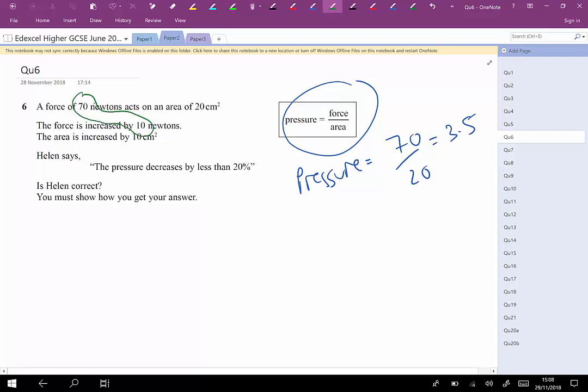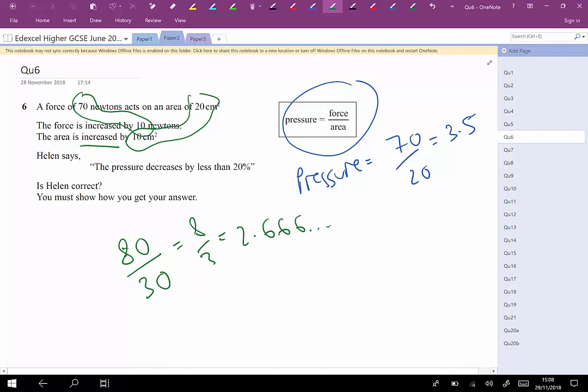The force is increased by 10. So what's the force going to go up to? 80. Okay. The force is 80. The pressure is 80 divided by 30. 8 divided by 3 gives you a figure of 2.666 recurring. Okay. She says the pressure decreases by less than 20%. Is she correct? How do we know?